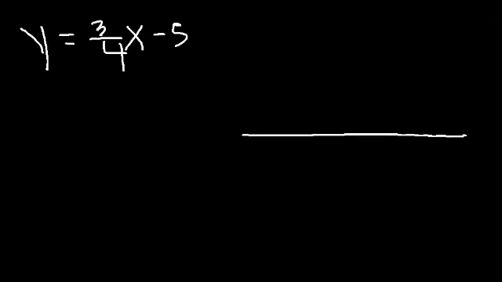Now what if we have fractions? Consider this equation. y is equal to 3 over 4 x minus 5. How would you graph it? So just like before, all we need is the slope and the y-intercept.